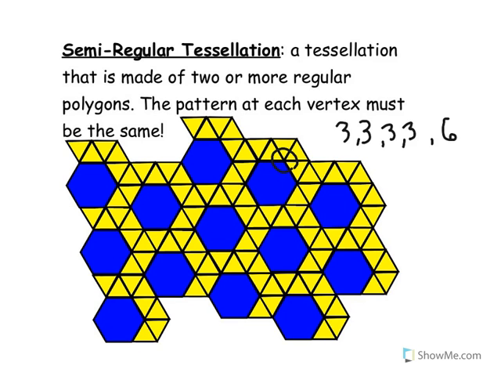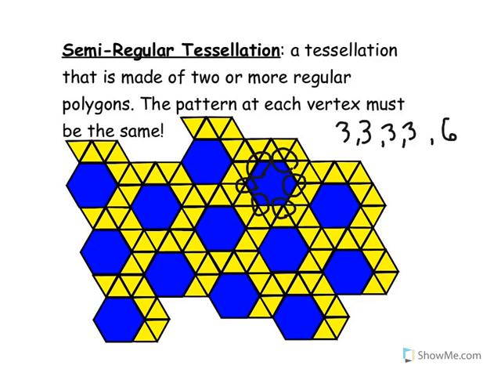We'll get to naming these here in a bit. Now let's look at any other spot on the same one. Let's go to the next one around. One hexagon, 4 triangles. One hexagon, 4 triangles. And so on around the hexagon. So it's the same all the way around that one hexagon.